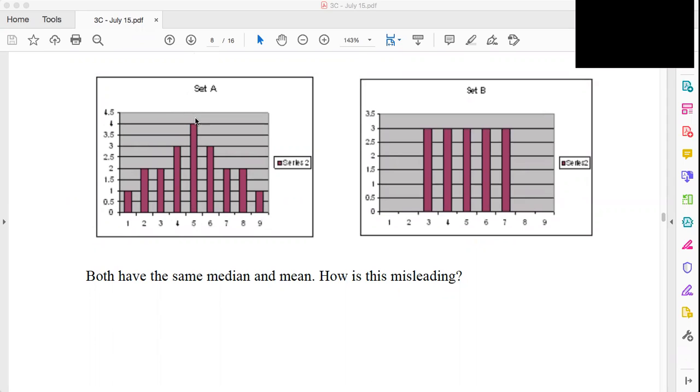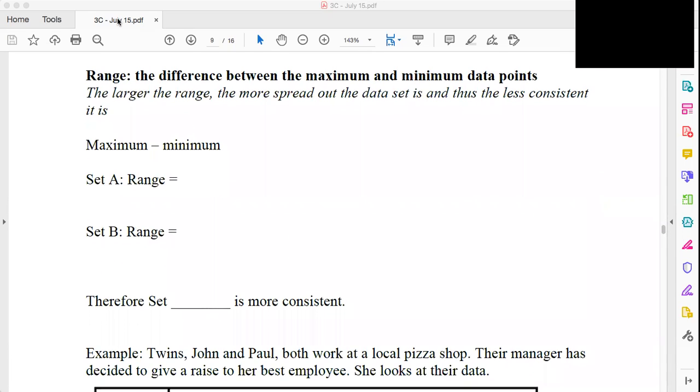Oh, no, wait. We use these guys, so 9 minus 1 is what we're looking at. So you do 9 minus 1. Our range for set A is 8. And if you look at set B, our maximum is 7 and our minimum is 3. So it's 4. Therefore set B is more consistent because it has a lower number.